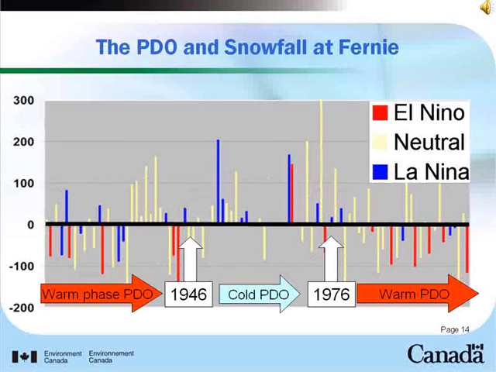Two relationships are apparent from this graph. One, El Niños are more frequent during the warm phase of the PDO. And two, snowfall at Fernie is consistently below normal when El Niño occurs during the warm phase of the PDO.